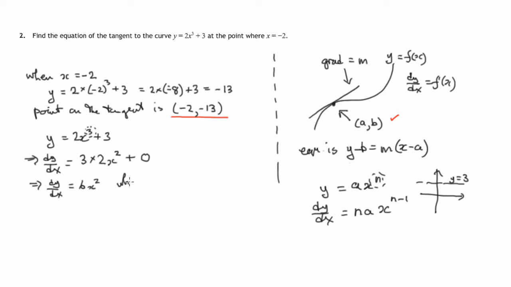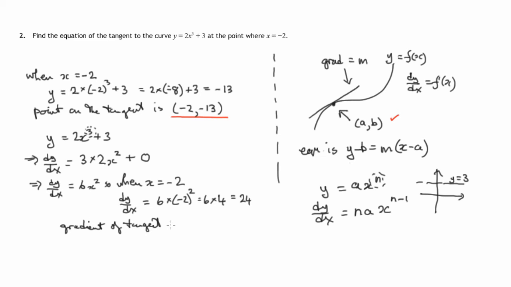We know we're interested in the point where x equals -2. So when x equals -2, the gradient is equal to 6 times -2 squared. Well, that's 6 times -2 times -2 is 4. 4 6s are 24. So the gradient of the tangent is 24. So that's the second thing we needed, the tangent.